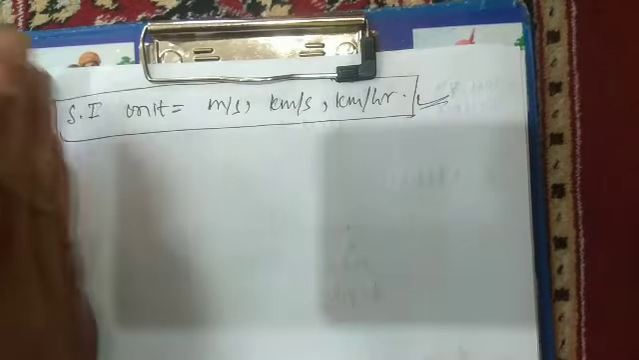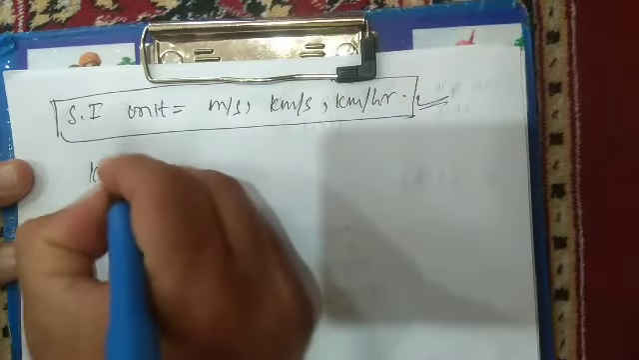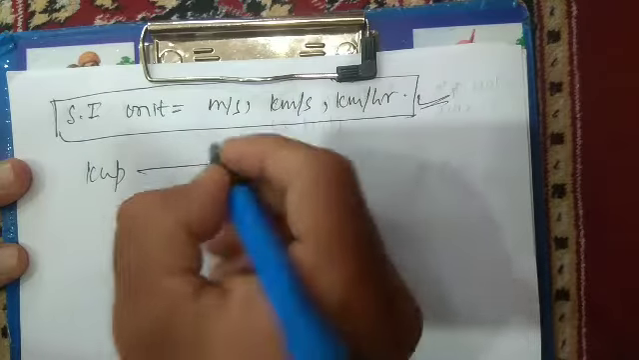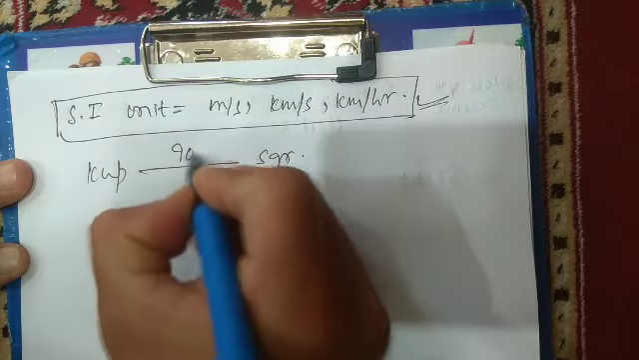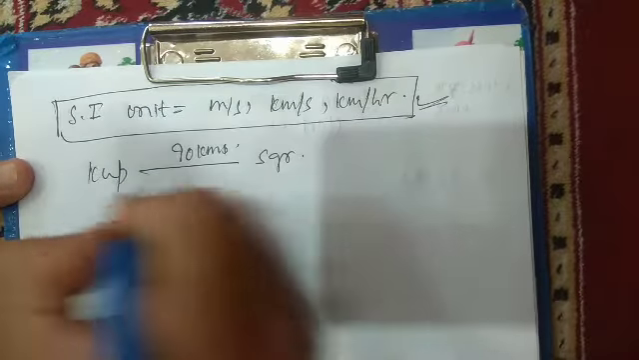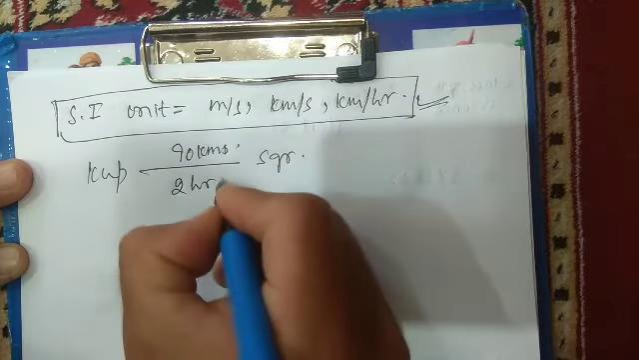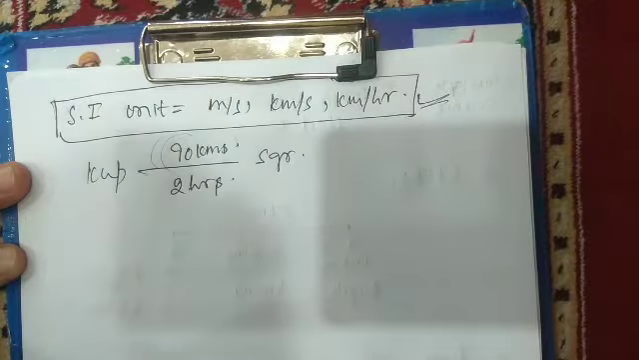Now, let's take that you are traveling from Kufara to Srinagar. The distance covered from Kufara to Srinagar is, say for example, 90 kilometers, and it took 2 hours by bus to complete this much distance.